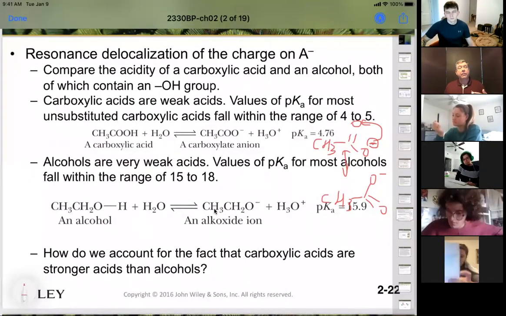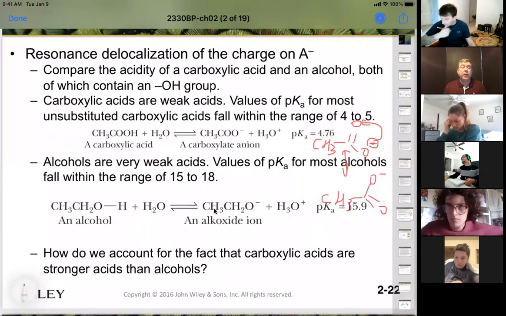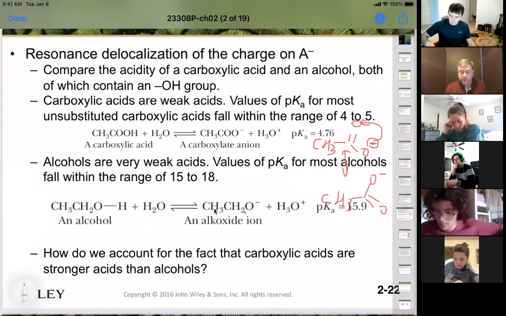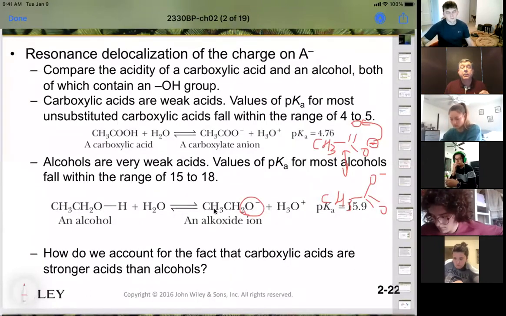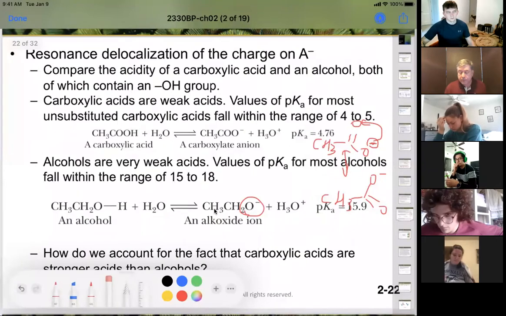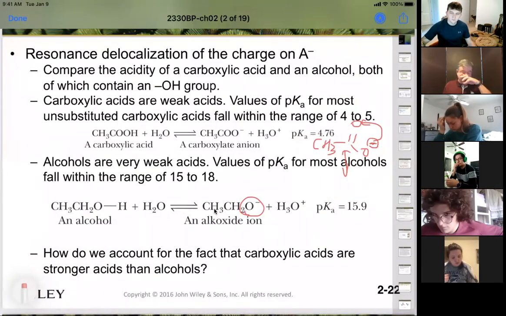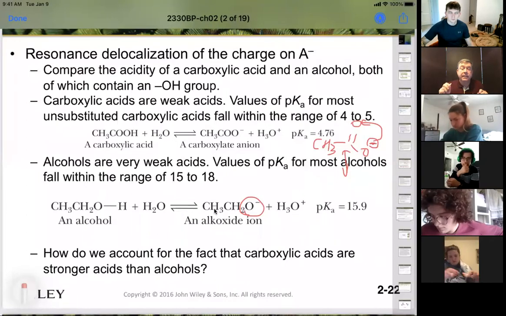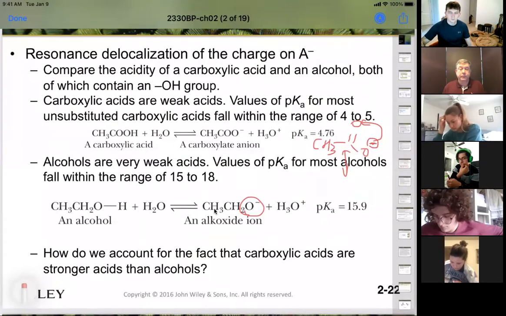So let's compare that to alcohols, which cannot. They only have the 1 oxygen, and on the oxygen is the only place where that charge stays. The pKa of the alcohols is much higher. The pKa of the alcohols is almost 16. So being able to have that charge delocalized over 2 atoms makes acetic acid more acidic than water or ethanol. Okay. So that's why all carboxylic acids tend to be stronger than all of the alcohols.